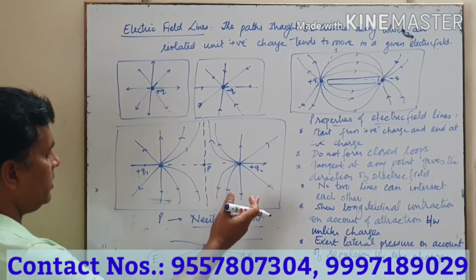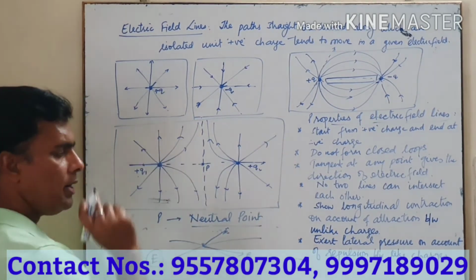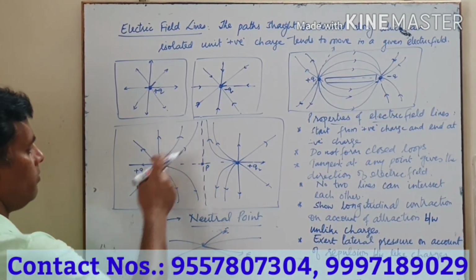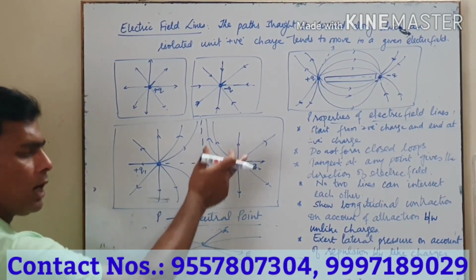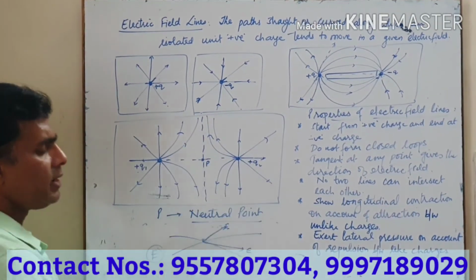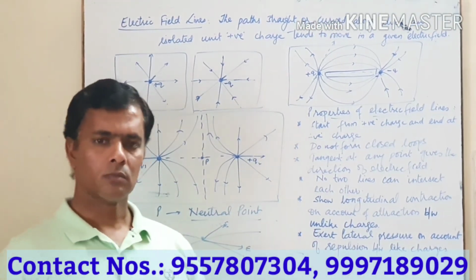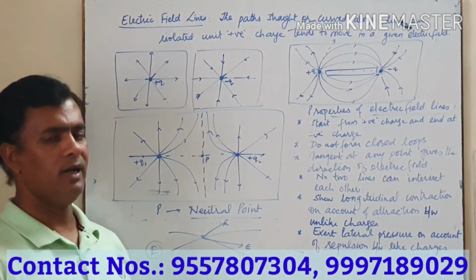A similar observation will be there for negative charges. The only difference is that the lines of force will be moving inward. Here they are outward; in that condition they will be moving inward. So this is all about the concept of electric field lines.